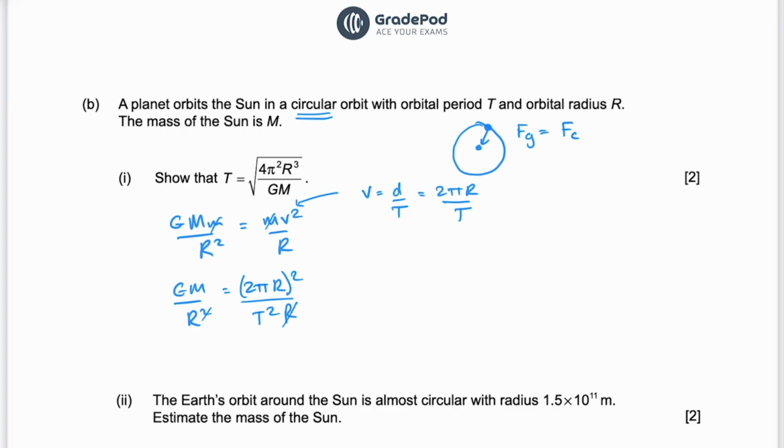And let's rearrange for T. So T squared equals 4 pi squared r cubed, because we're taking that extra r up to there, divided by GM, which means that T is equal to the square root of 4 pi squared r cubed over GM. This comes up again and again. I highly recommend you become comfortable with that derivation.